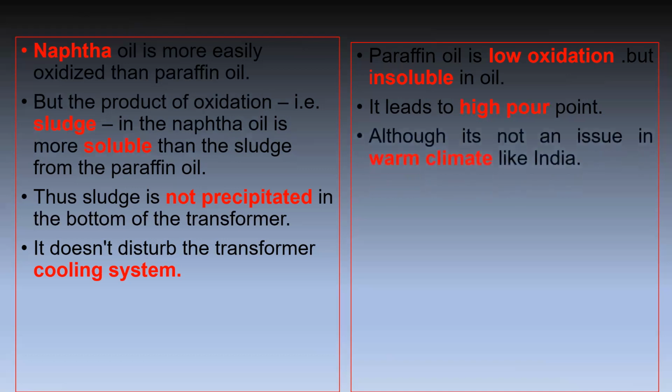It has a very high pour point, although it's not an issue in a warm climate like India. Moreover, it is more available, so we go for the paraffin oil. The disadvantage is that the sludges are not getting dissolved in the oil. The sludges are precipitated at the bottom, and it is going to be an obstruction for the cooling of the system. But it will not be much because it is less oxidized. And the pour point is going to be high.